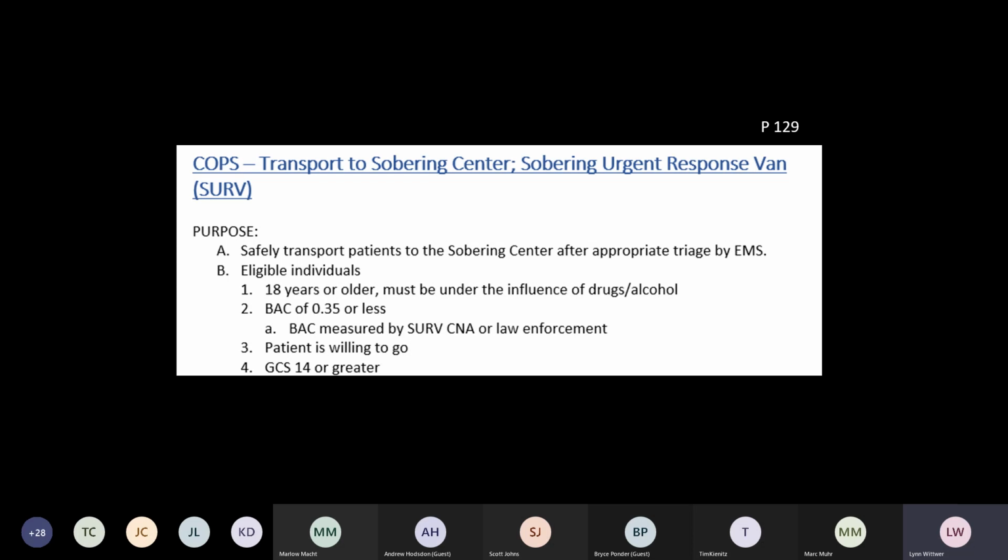The eligible individuals have to be 18 years or older. They have to be under the influence of drugs and alcohol. They need to have a BAC of 0.35 or less. That is currently measured by the SERV group or by law enforcement. We don't have them on our rigs, so you would not know that. And the patient has to be willing to go, and a GCS of 14 or greater.